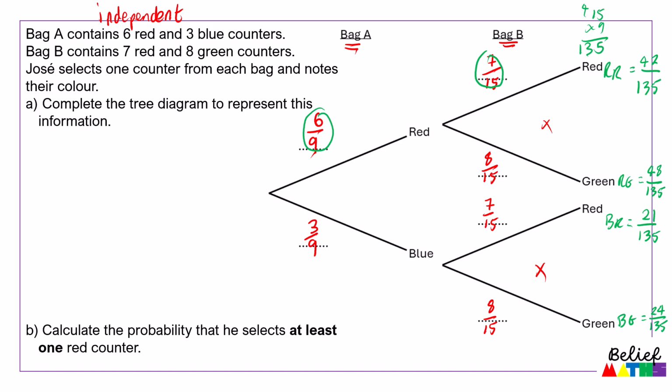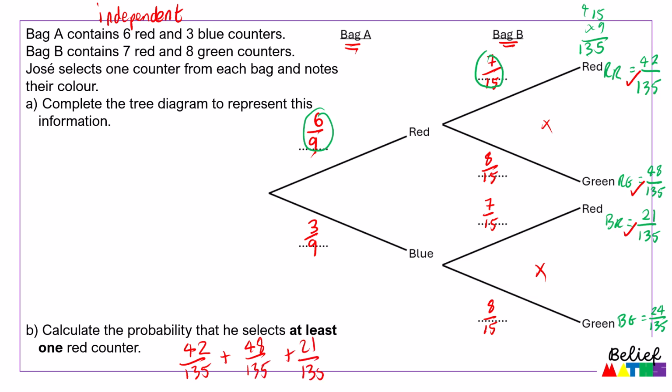So it says to calculate the probability that he selects at least one red counter. So it's any time he's selected a red counter. So we've got this one here, we've got this one here, or we've got this one here. So we're doing 42 over 135 plus 48 over 135 plus 21 over 135.